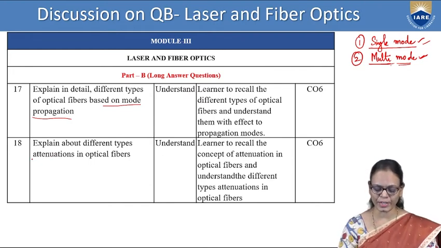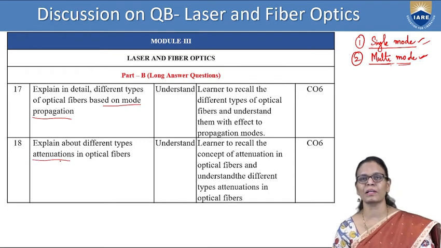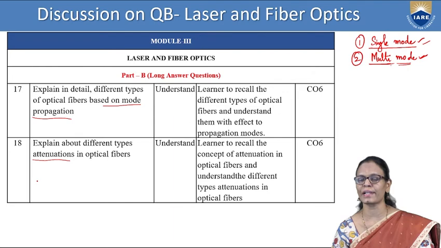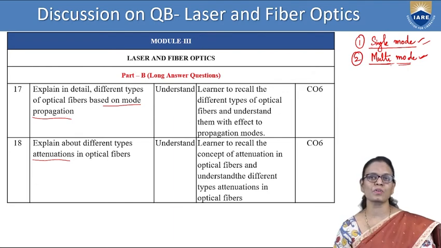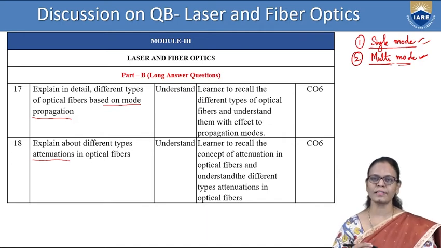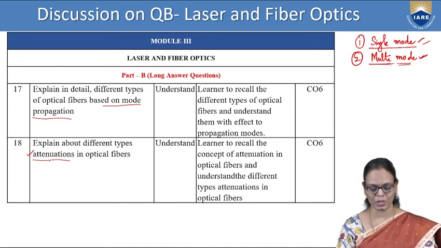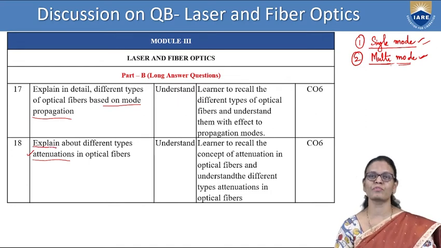Next, explain different types of attenuation in optical fiber. So here you will have to list different types of attenuation, means different types of losses. We are talking about the scattering loss, the Rayleigh loss or the bending losses. And in bending, we further have the micro bending and the macro bending. All the types of losses which amount to attenuation you will have to discuss one by one and explain, because it's a long answer question. You will have to explain each type of loss.